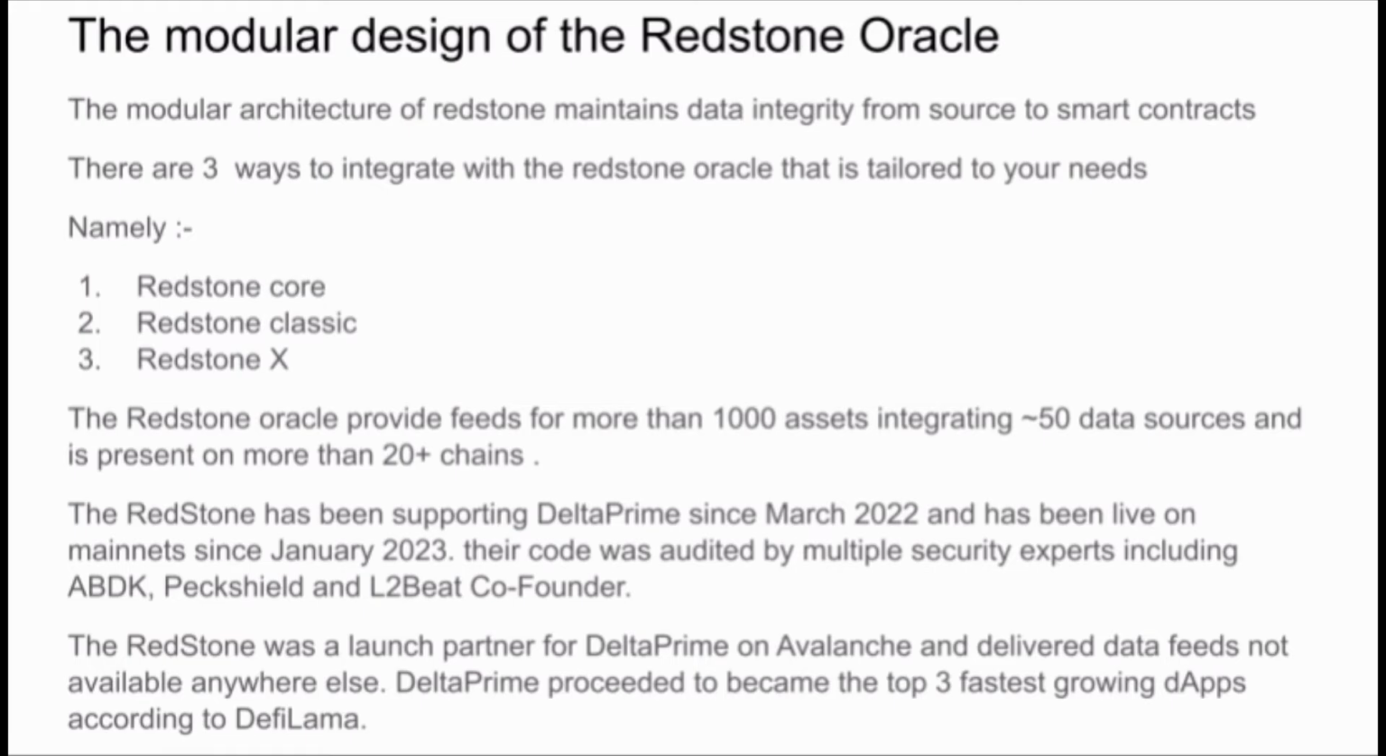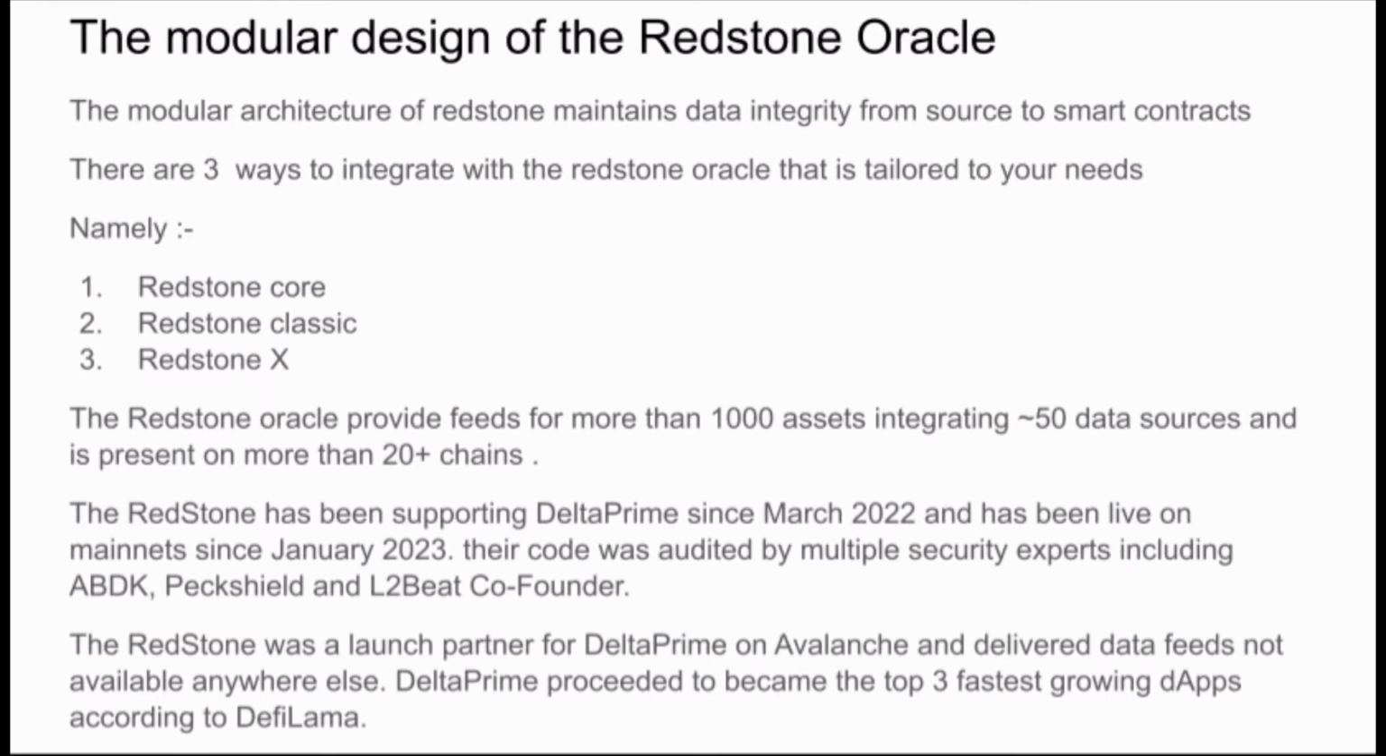Redstone has been supporting Delta Prime since March 2022 and has been live on mainnet since January 2023. Their code was audited by multiple security experts including ABDK, PegShield and the L2Beat co-founder. Redstone was a launch partner for Delta Prime on Avalanche and delivered data feeds not available anywhere else. Delta Prime proceeded to become one of the top 3 fastest growing dApps according to DeFi Llama.